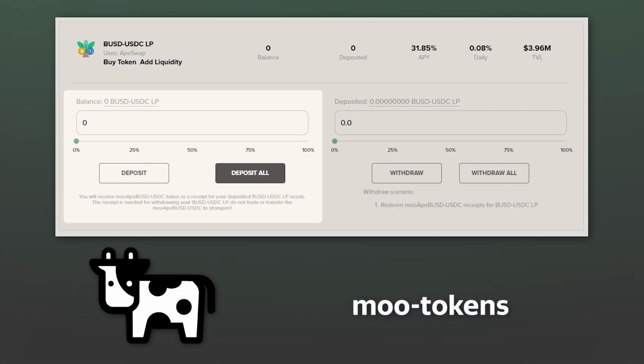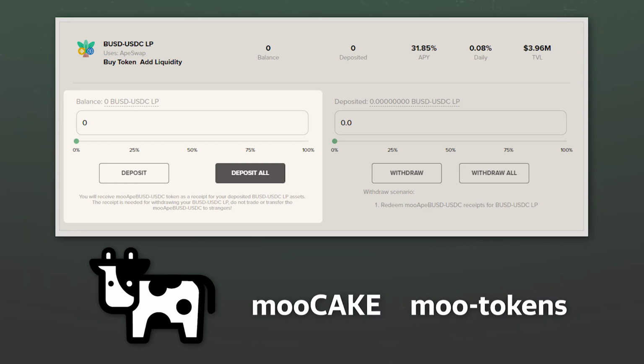In return for the sent tokens, you will receive so-called Mu tokens. For example, by investing Cake tokens, you will receive the same number of Mu Cake tokens, something like a receipt, with which you can return the invested tokens.